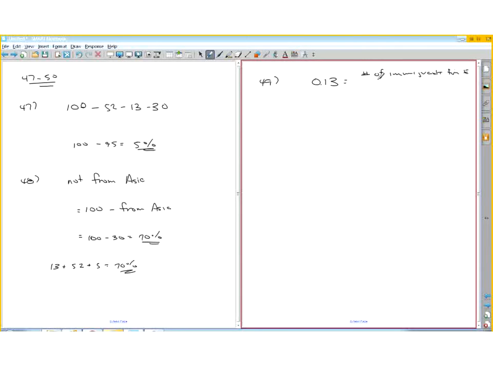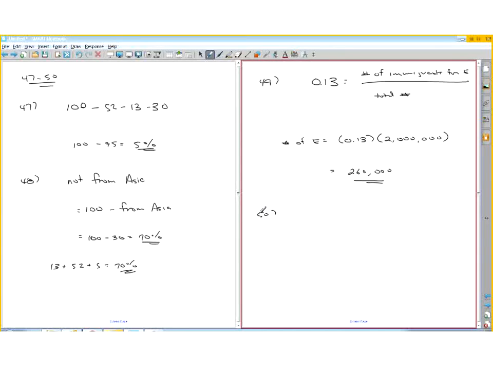from Europe divided by the total number. Well, we're given a total number. It's 2 million immigrants. So this is going to be 2 million. This will be 0.13. So the number of immigrants from Europe is equal to the decimal equivalent times the total number, which is 2 million. And that's going to be 260,000 immigrants.